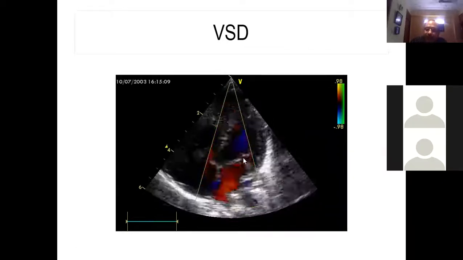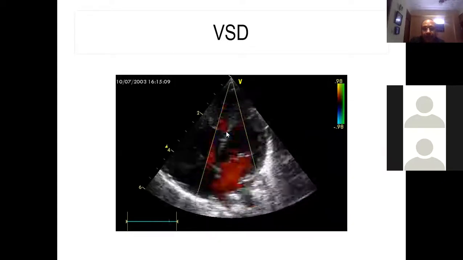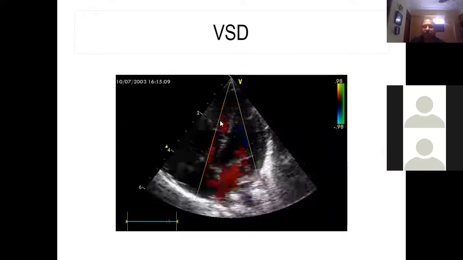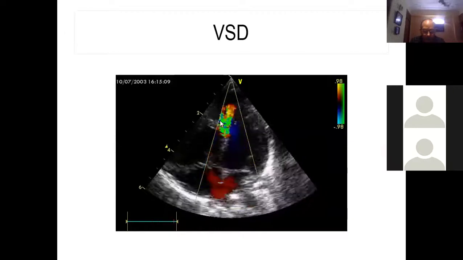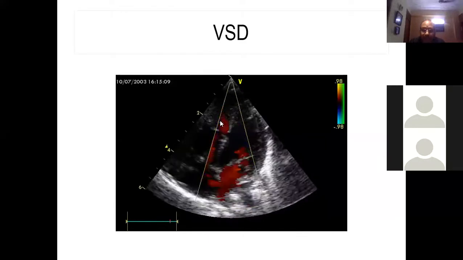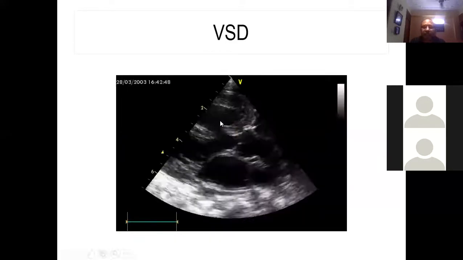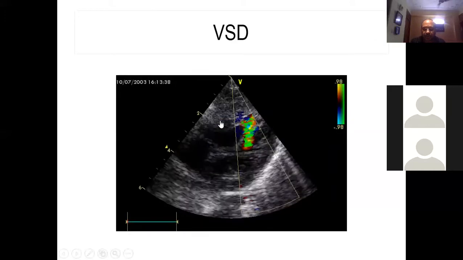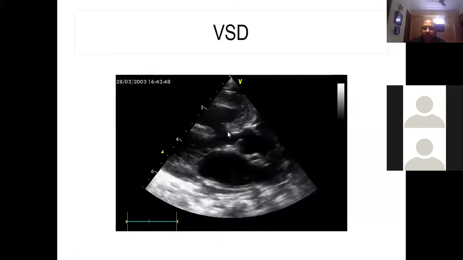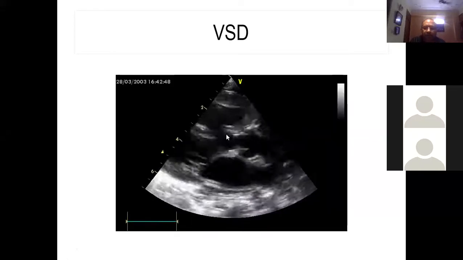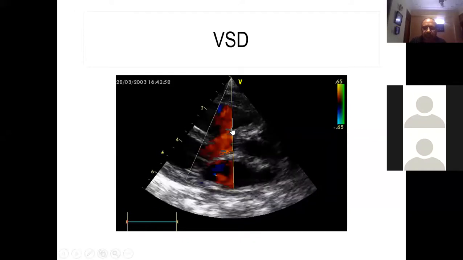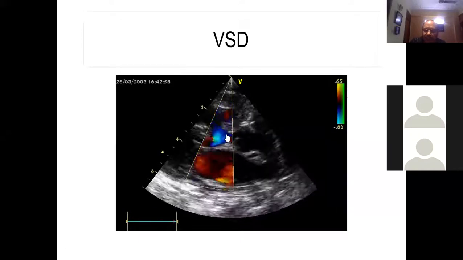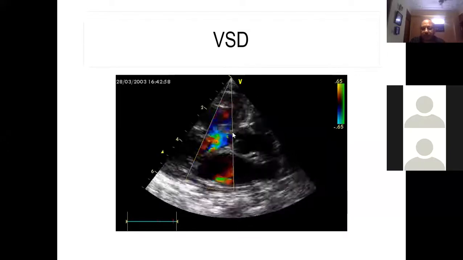It means that if the systolic blood pressure is 110 and the gradient is 100 millimeters of mercury, what would be the RV pressure? Only 10 millimeters of mercury. When the hole is small, the gradient is high, we call them restrictive VSD. When the hole is larger and the gradient is smaller, we call them non-restrictive VSDs. This is a non-restrictive VSD. If you put a sample volume here, the gradient would be only 10 millimeters of mercury.